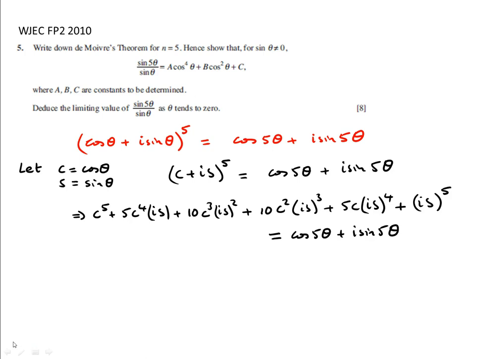The fourth term on the right hand side is going to be 10 c squared i cubed, which is the same thing as minus i, times s cubed. So that gives me minus 10 i c squared s cubed. The fifth term on the right hand side is 5c i to the 4, which is 1, s to the 4. So that's just plus 5c s to the 4. And the final term on the left hand side is i to the 5, which is i times s to the 5. So that is just i s to the power 5.